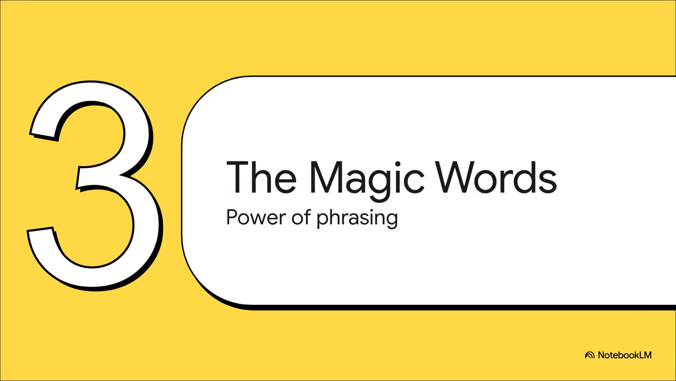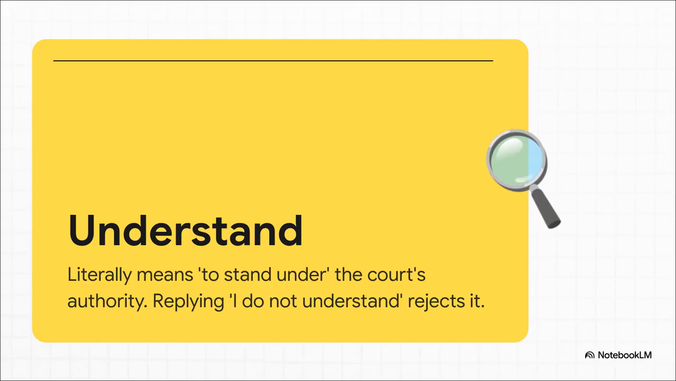Okay, this next section gets into a core belief of this whole system, the magic words. This is all about linguistic precision. The idea is that certain words hold a very specific, almost binding power that can completely change the course of a case. According to this document, the word understand has a hidden meaning in court.